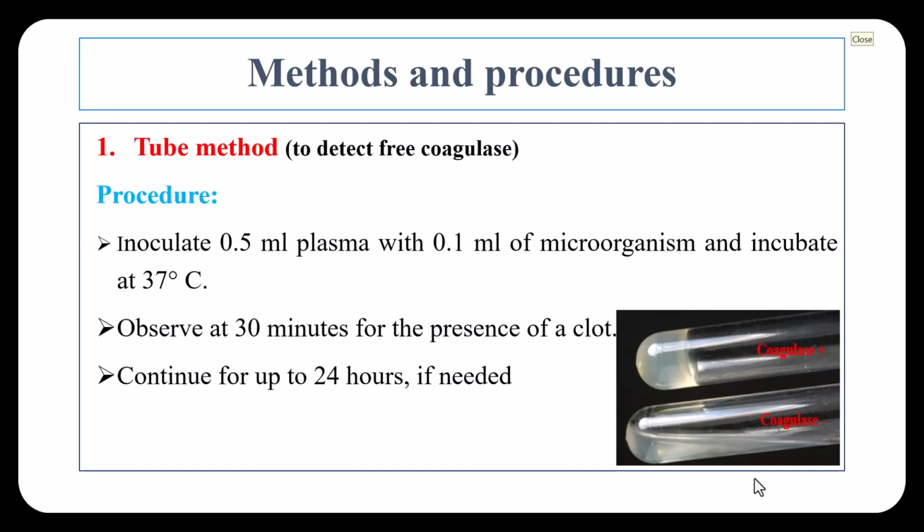Why do we incubate? Because the free coagulase enzyme is secreted by the bacteria into the surrounding media, and it is heat labile, which means it is destroyed by heat. It requires incubation at 37 degrees Celsius, and it reacts with the plasma factor, leading to the formation of a complex, which then converts the fibrinogen into fibrin if the bacteria is coagulase positive. So the positive result is indicated by clot formation, while the negative result shows no clot formation.